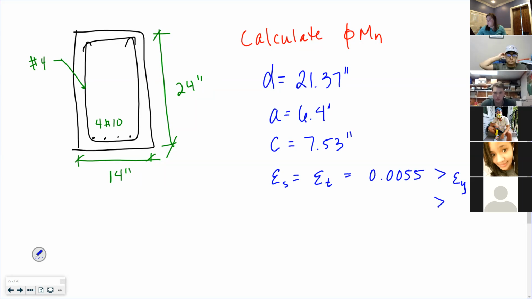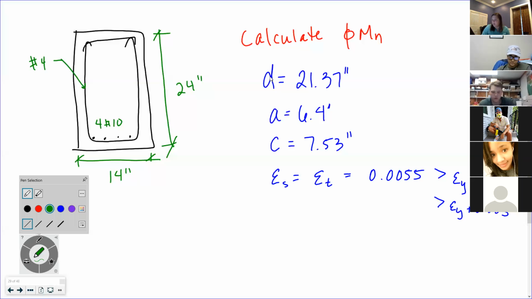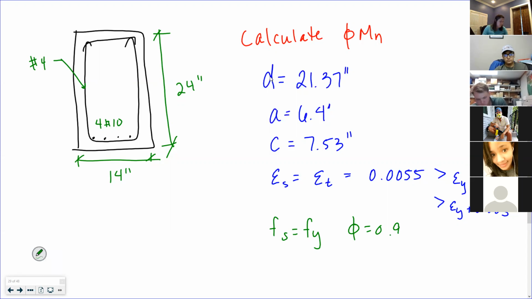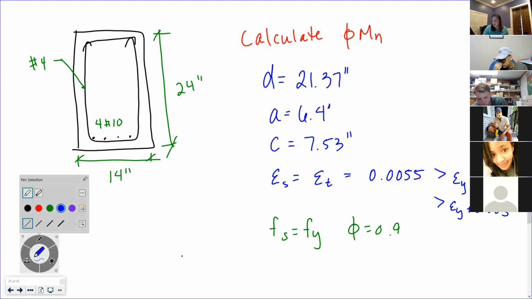It's also greater than the yield plus 0.003. So my stress is equal to my yield stress, and my phi is equal to 0.9. Right? And from there, I got my phi Mn of 415.